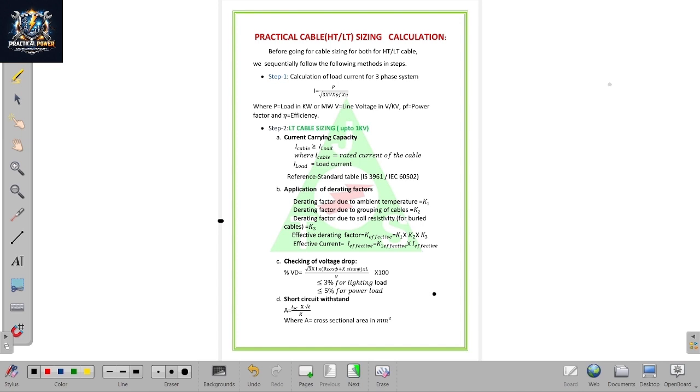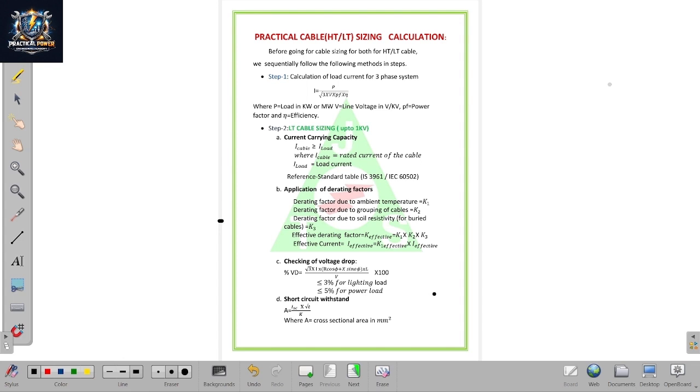Before going to the cable sizing, whether for HT cable or LT cable, we have to follow the methods sequentially.